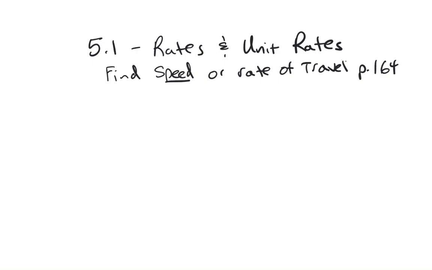All right, here we go with the last new learning of 5.1. We're on page 164. We're going to learn how to find speed or rate of travel. The first thing you need to understand is that if I drive, let's say 40 miles, and it takes me 1 hour, the unit rate, 1 hour, I am traveling at a speed of 40 miles per hour. That's what that actually means. It would take me 1 hour to go 40 miles.